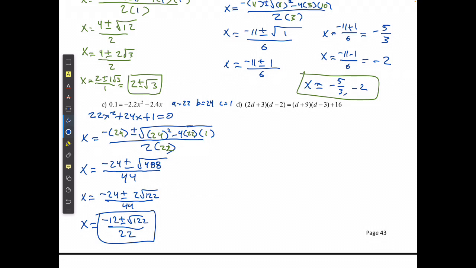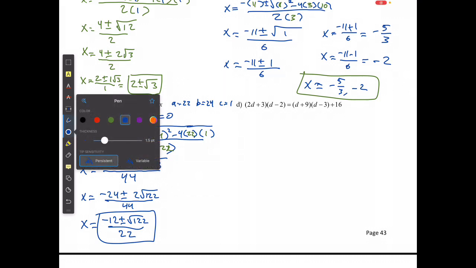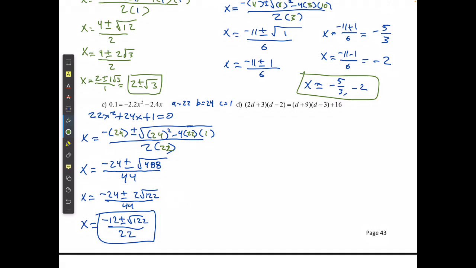For example D, I'm going to go ahead and multiply this all out and move it all to one side of the equation and get d squared minus 7d plus 5 is equal to 0. Which means that my A value is 1, my B value is -7, and my C value is 5.